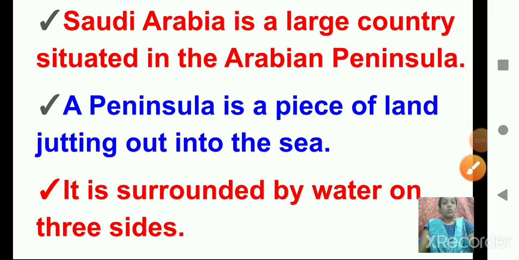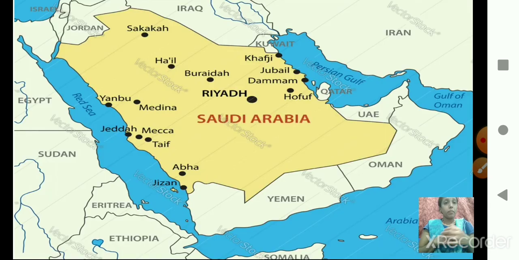Now, when we talk about Saudi Arabia, Saudi Arabia is a large country situated in the Arabian Peninsula. Now children, what do you mean by peninsula? A peninsula is a piece of land jutting out into the sea. That means it is surrounded by water on three sides. Let us understand in a better way by looking at the map.